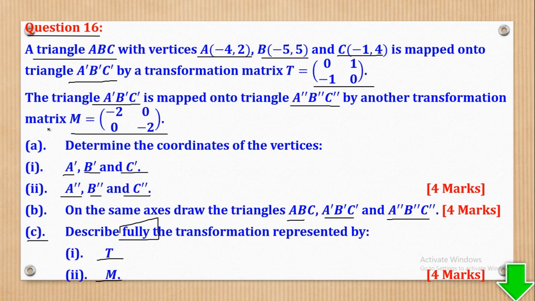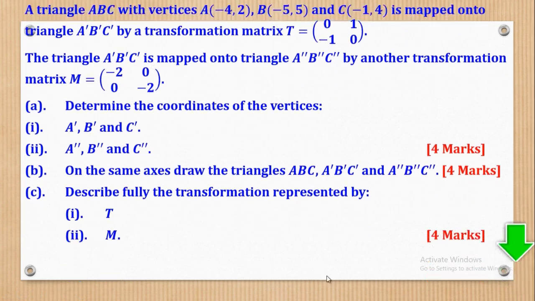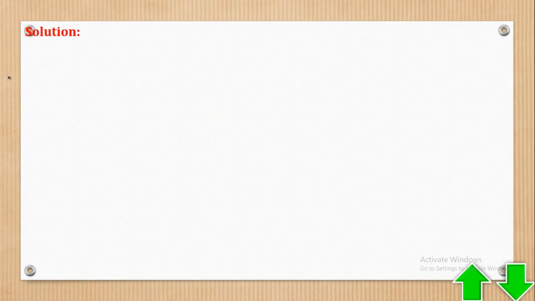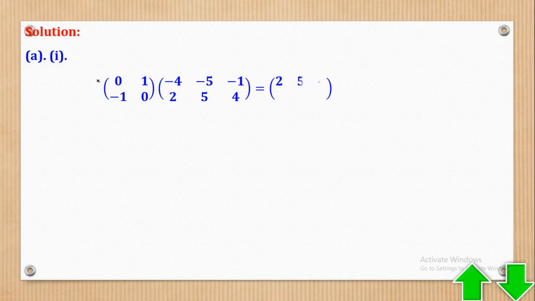So let's start with part A. Remember that for you to get A prime, B prime, C prime, you have to use this transformation matrix, and for you to get A double prime, B double prime, C double prime, you have to use this transformation matrix. So let's use that. So we shall start with A Roman 1. We need to multiply the coordinates with the transformation matrix. So this is the transformation matrix, and these are the coordinates of A, coordinates of B, and coordinates of C. So remember, you multiply row by column. So row by column, we shall come up with 0 times negative 4, which is 0, 1 times 2, which is 2, therefore 0 plus 2 gives you 2, which is there.